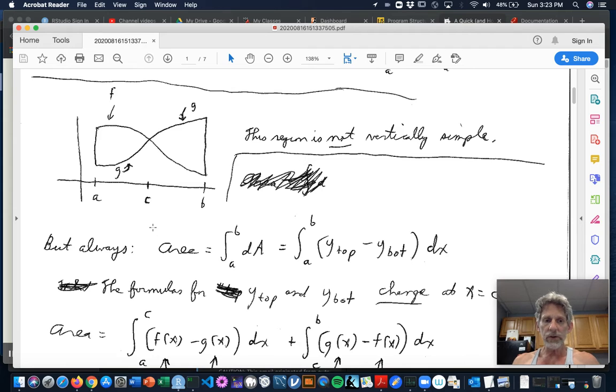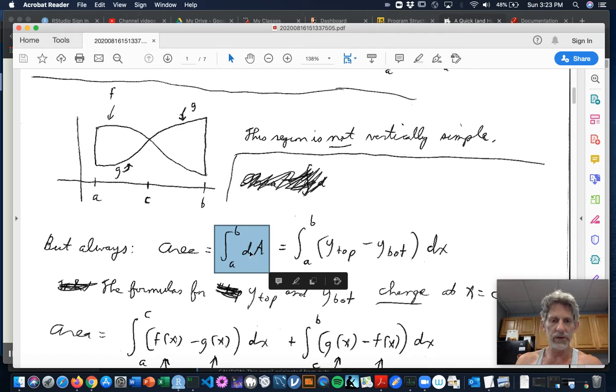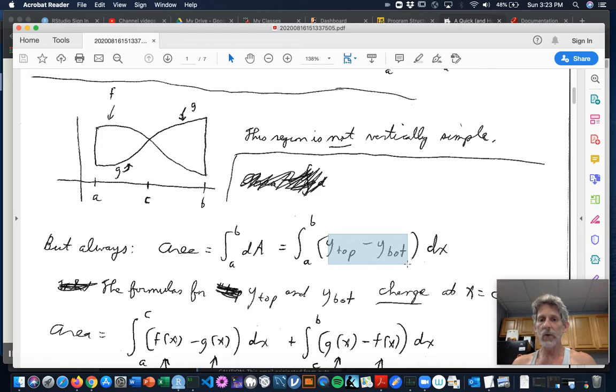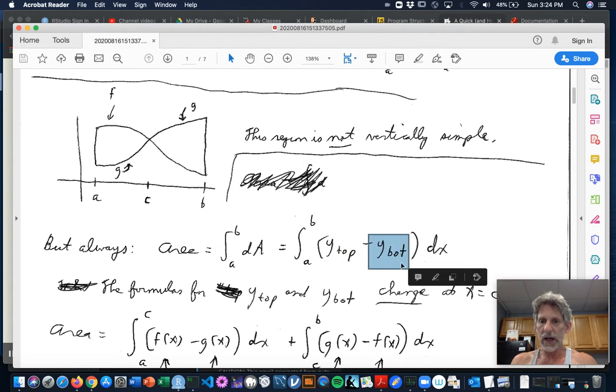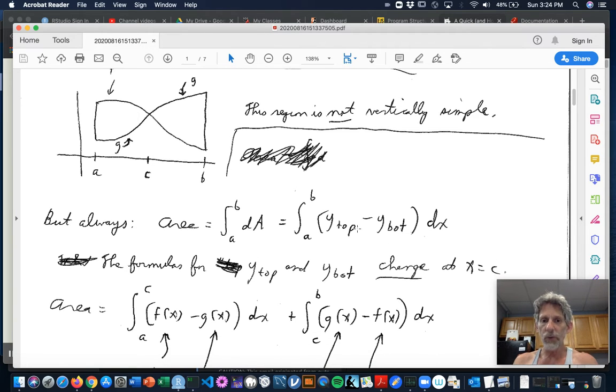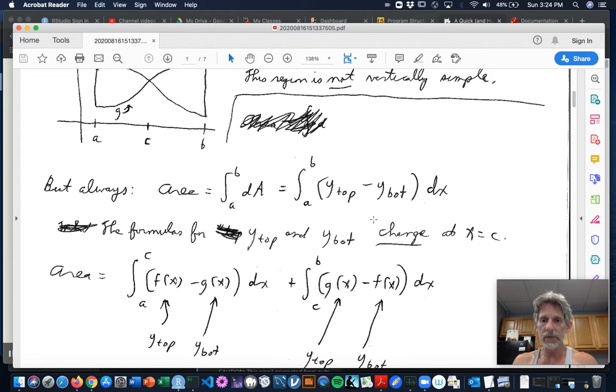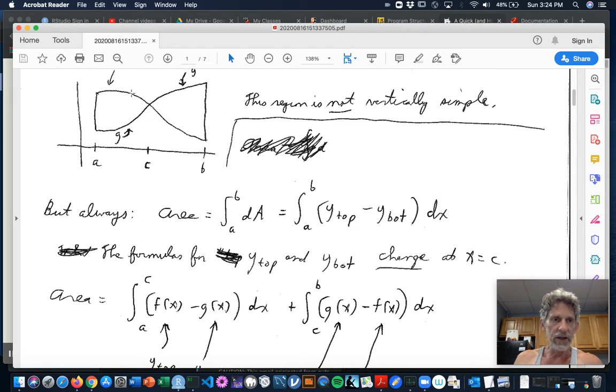Now, it's always going to be true that the area of your region is the sum of the areas of little thin rectangles, and that you can get those rectangles using y-coordinate at the top minus y-coordinate at the bottom times dx, as long as you can find y at the top in terms of x and y at the bottom in terms of x. And you can do that always. It's just that the formulas for the y top and the y bottom are going to change around the value x equals c, okay?